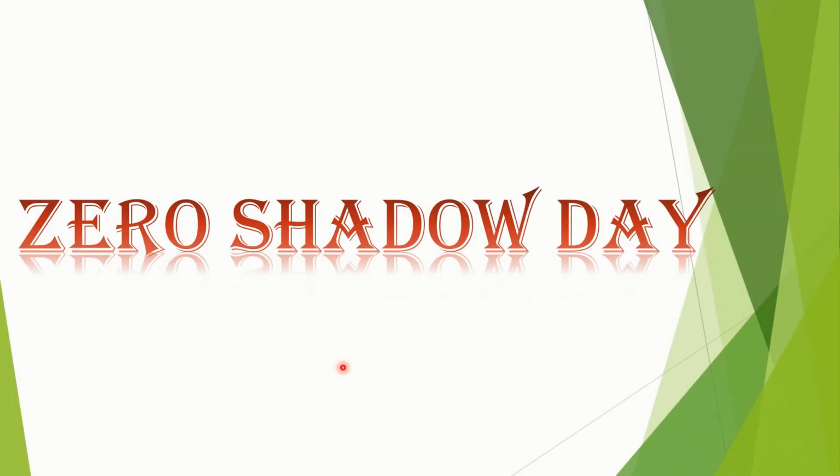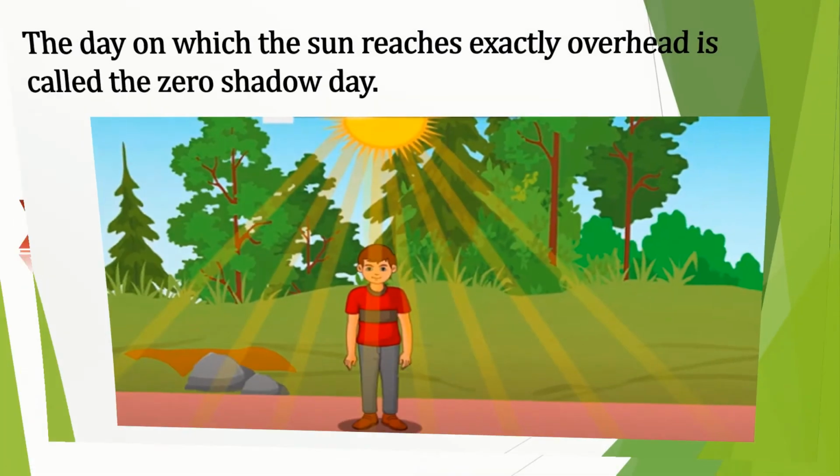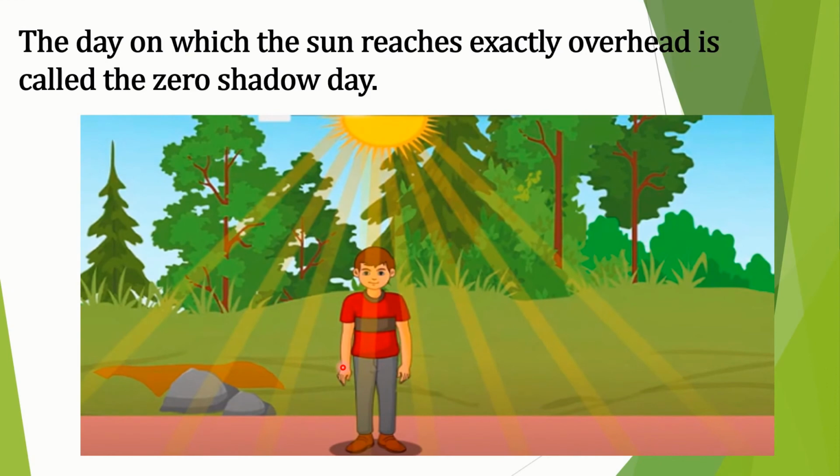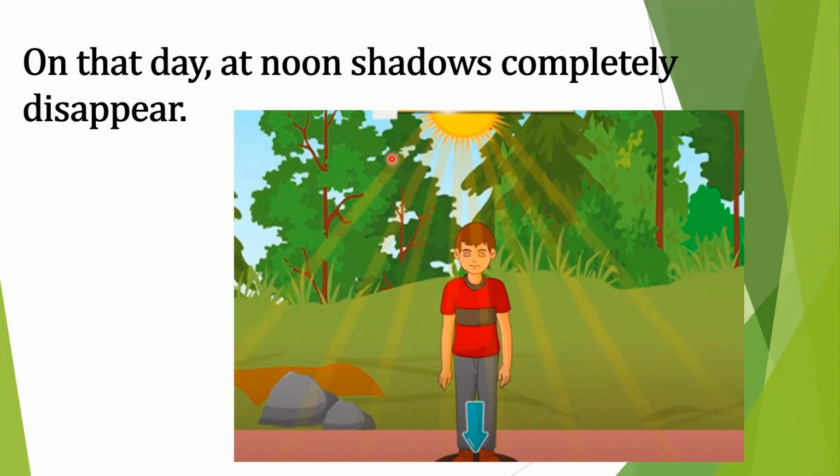Now next we will understand about zero shadow day. Students, the day on which the sun reaches exactly overhead is called the zero shadow day. On that day at noon, shadows completely disappear. I repeat, on the zero shadow day at noon, shadows completely disappear.